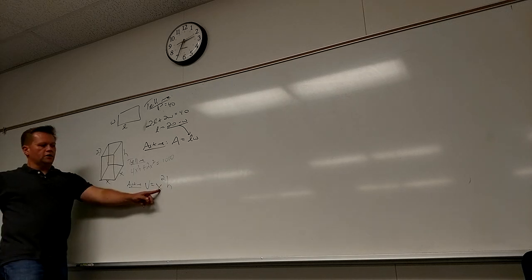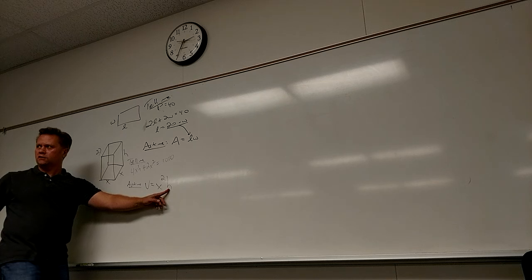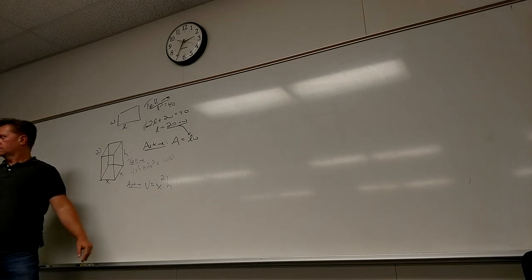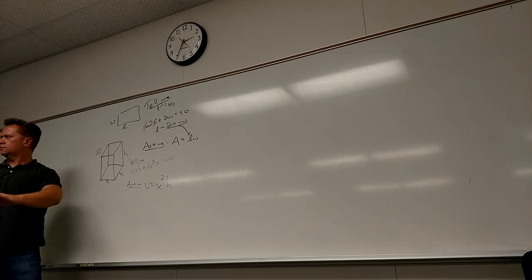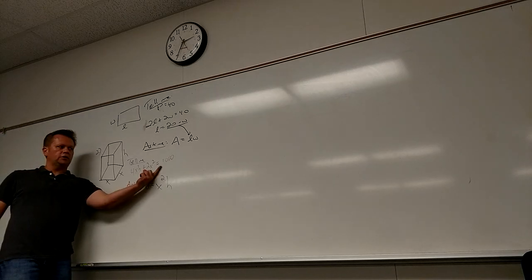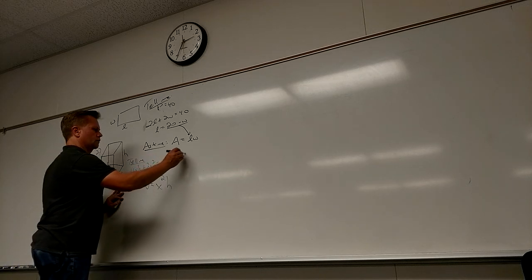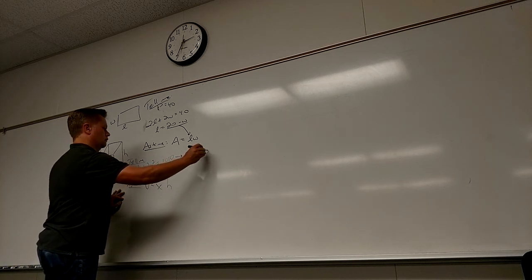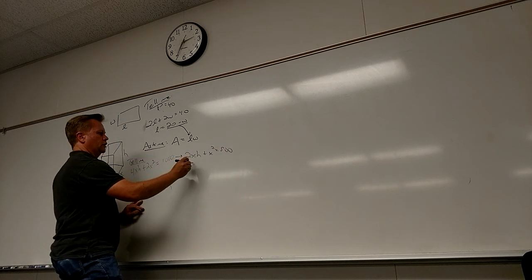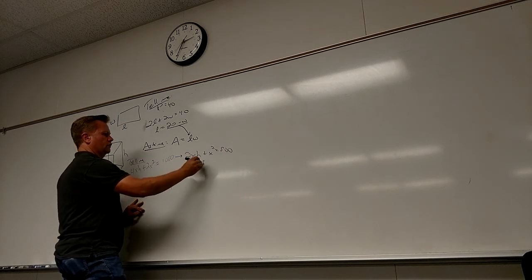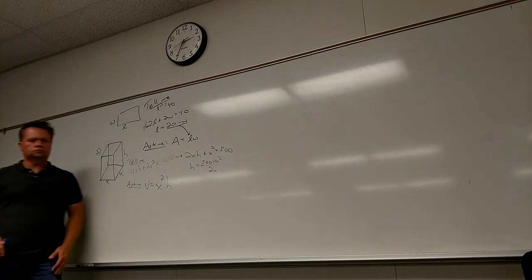And I want volume as a function of x alone, so I need to get h as a function of x so I can replace h. I can eliminate h by substituting a function of x in place of h. And I can get that function of x from here. Divide everything here by 2. Subtract x squared, divide by 2x. I get h, 500 minus x squared, all over 2x. Is that cool?